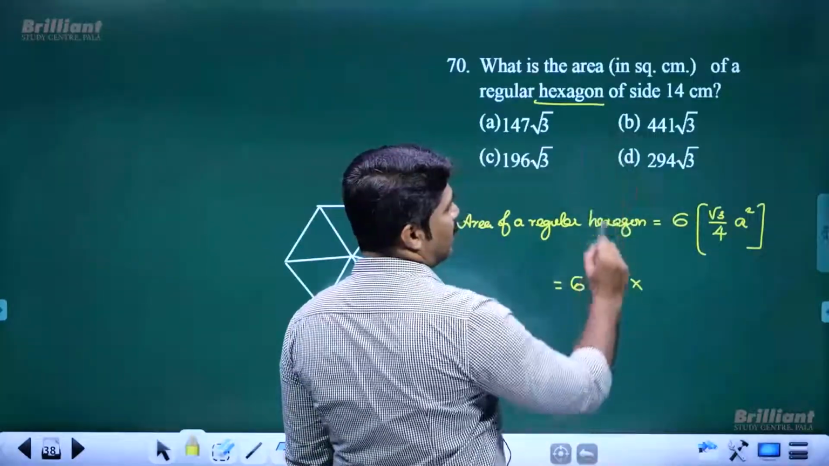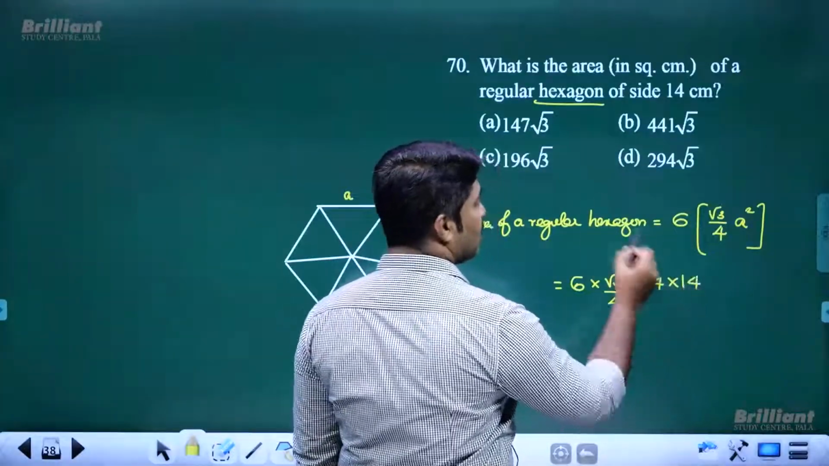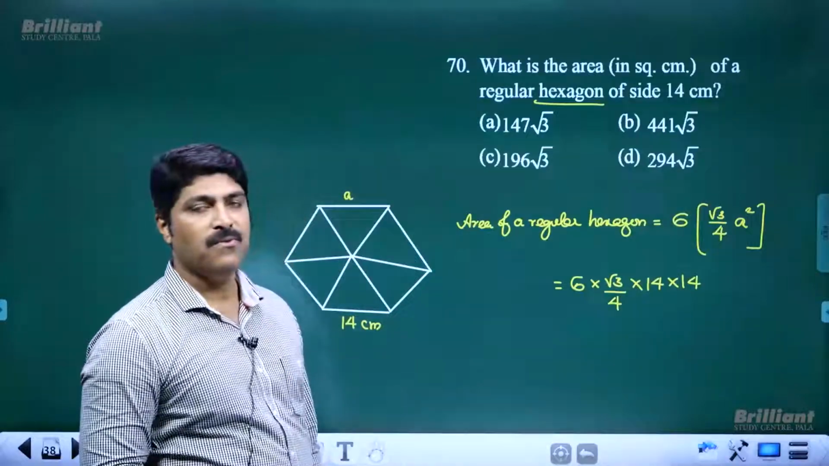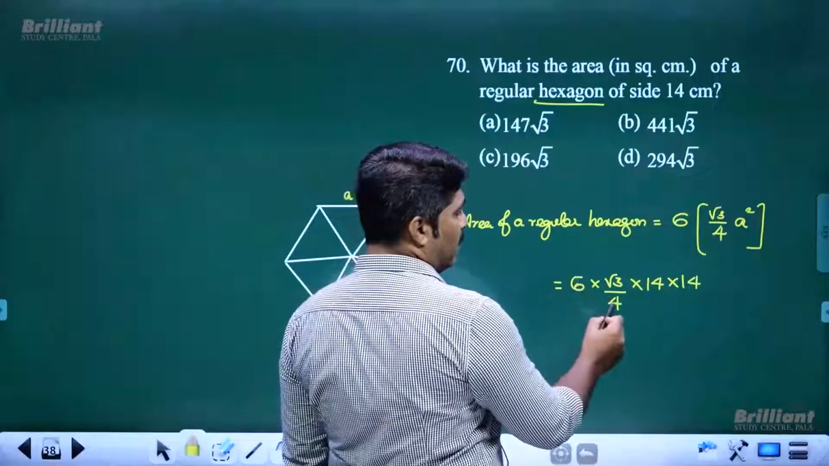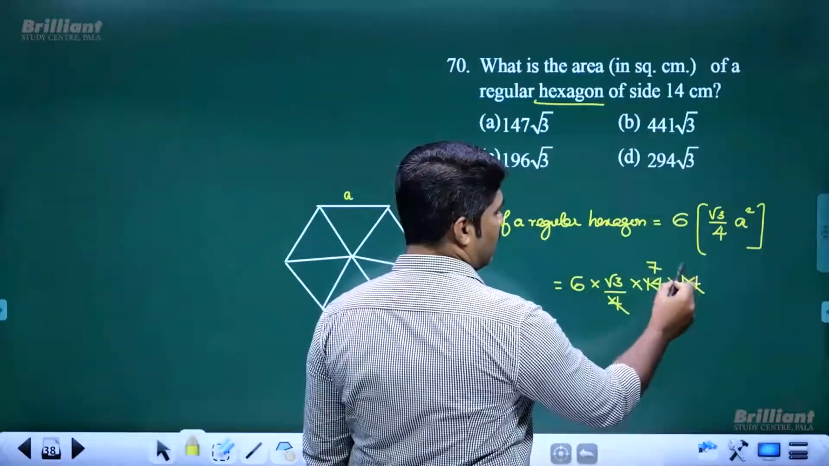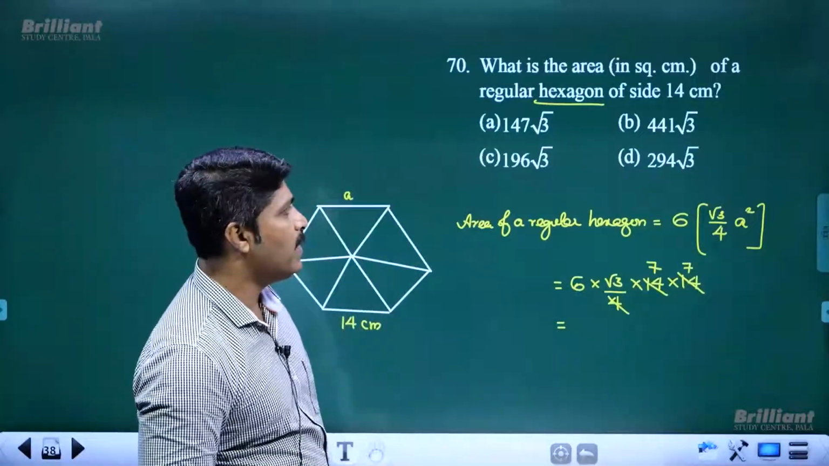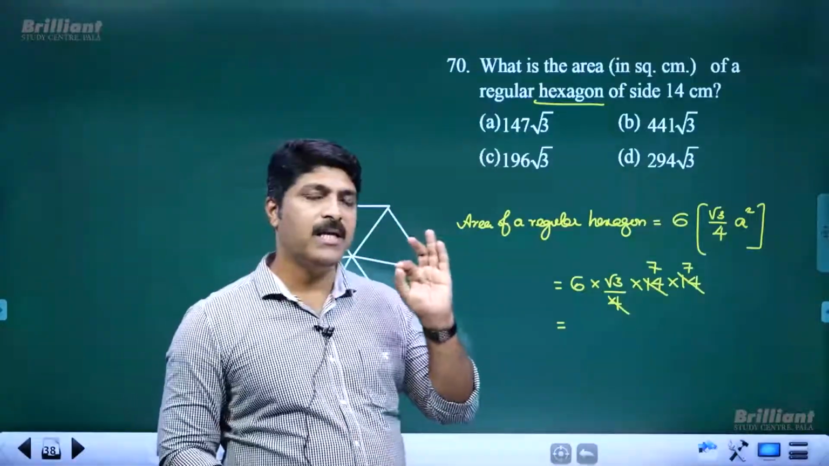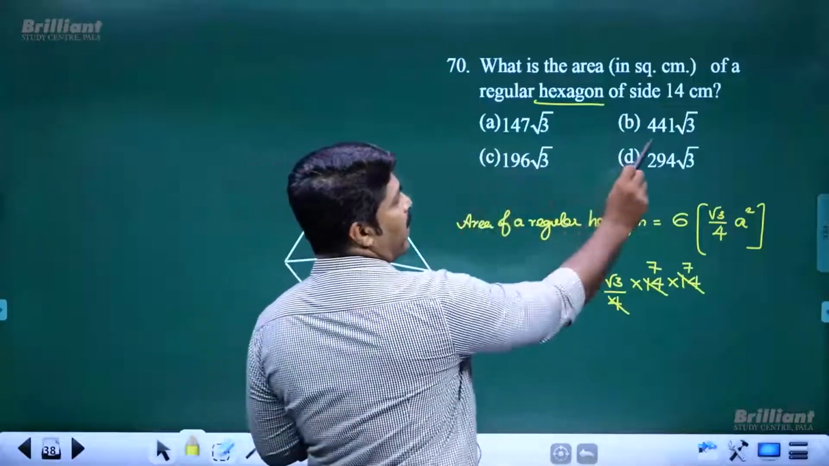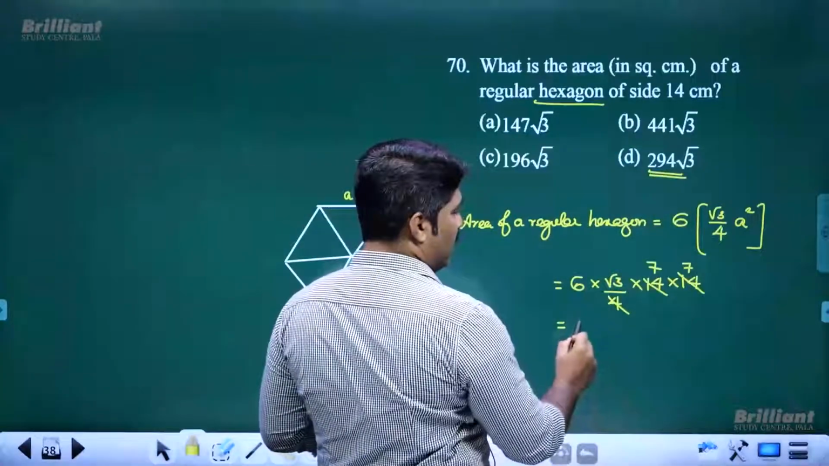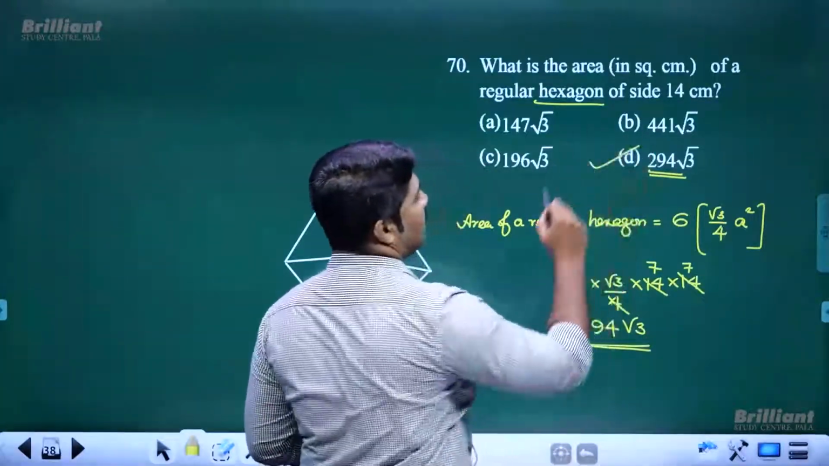What is the radius here? Sorry, the side here is 14 centimeter. So a square we just take as 14 into 14. Simplify it further. 4 we can cancel, and 7 and 7. So that is 49 into 6. What is 49 into 6? Just recall, 49 into 6 will end in 4. Look at the options here, only 294. Therefore, this is 294 root 3.